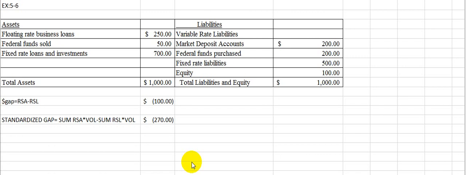The volume of loss looking at the dollar gap only will be way less than the volume of loss looking at the standardized gap. The standardized gap does take into consideration the volatility of each asset and liability compared to treasury bills, compared to a risk-free security. That's why the standardized gap does not suggest a different conclusion compared to the dollar gap, but the difference will be in the magnitude, in the volume.